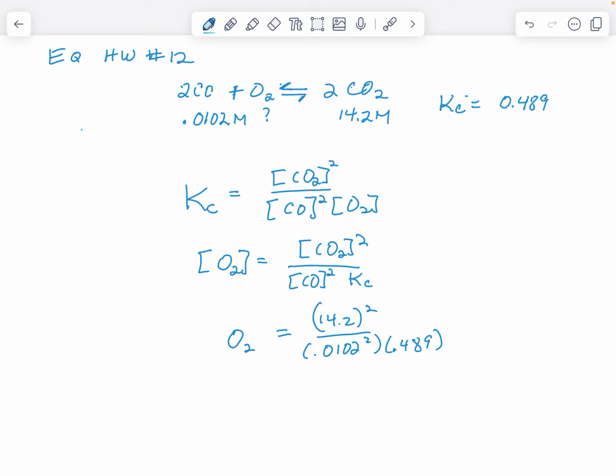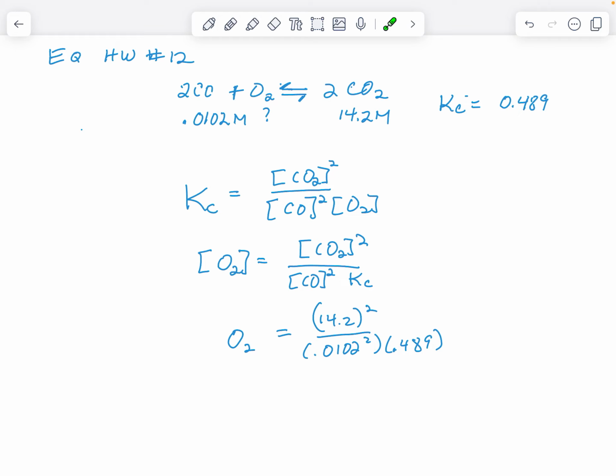So one thing you want to make sure of, I think a lot of students get caught up, is that when you have two things in the denominator, especially if they're in scientific notation or if they have exponents, you want to put parentheses around these.